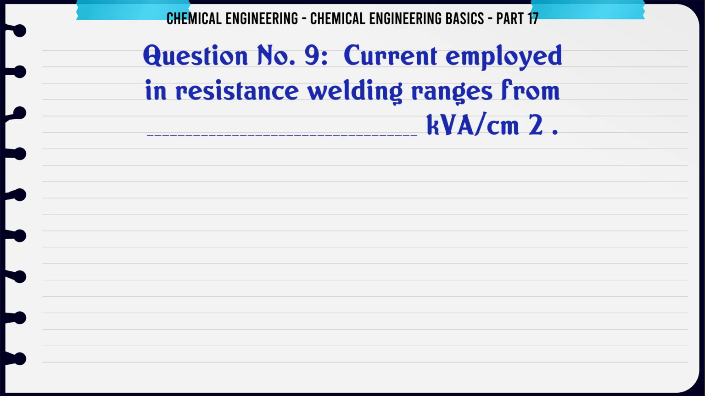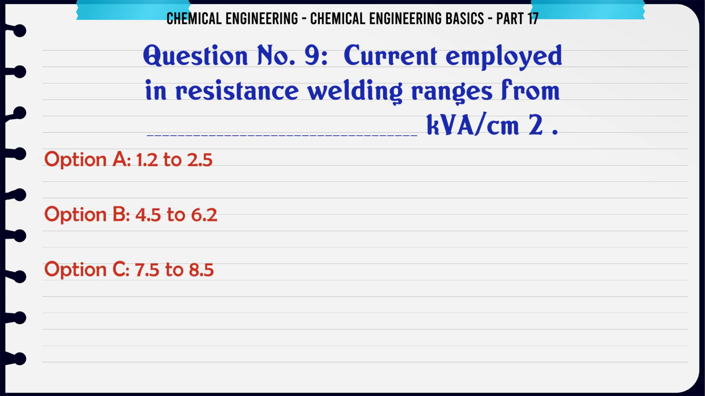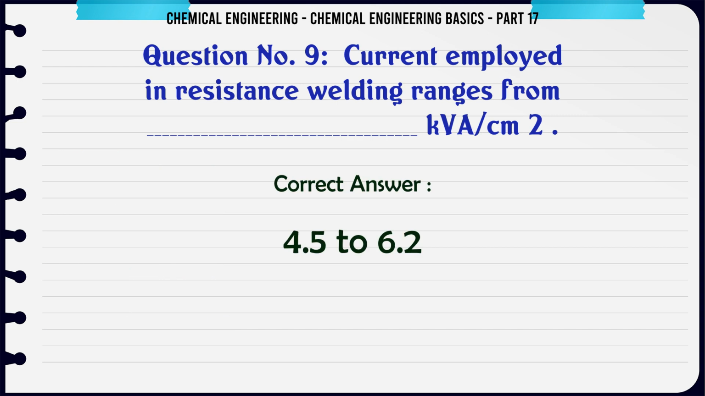Current employed in resistance welding ranges from blank kVA/cm² to blank. A. 1.2 to 2.5, B. 4.5 to 6.2, C. 7.5 to 8.5, D. 10.5 to 15.5. The correct answer is 4.5 to 6.2.